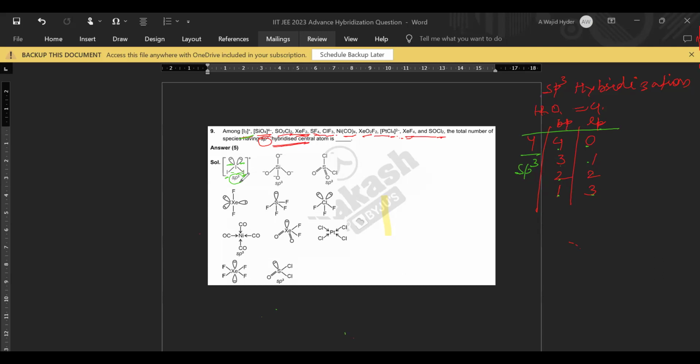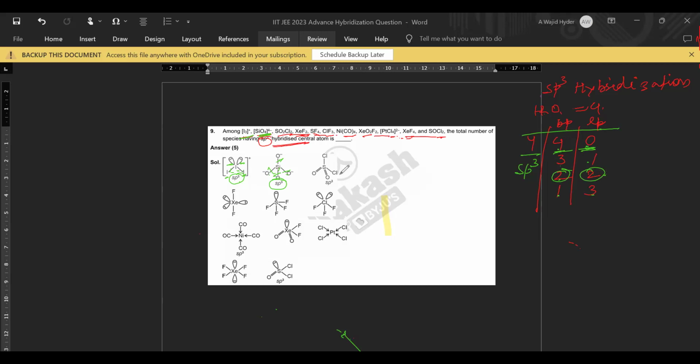Now see the next one, SiO4 4 minus. Here, one bond pair, two, three, four bond pairs. Four bond pairs means zero lone pair. So this will also be showing sp3 hybridization. In the first case, two bond pairs and two lone pairs were there, so it was also sp3.